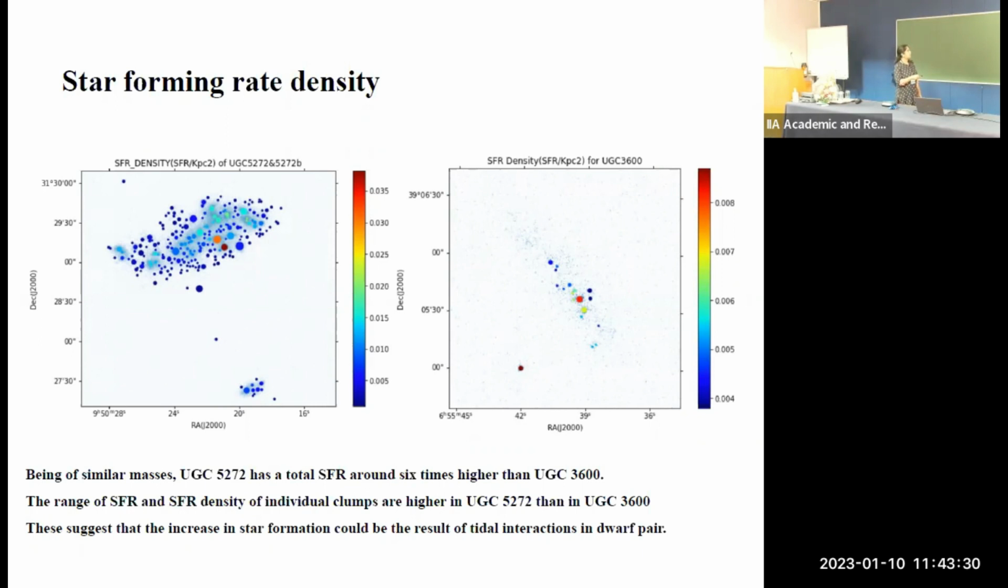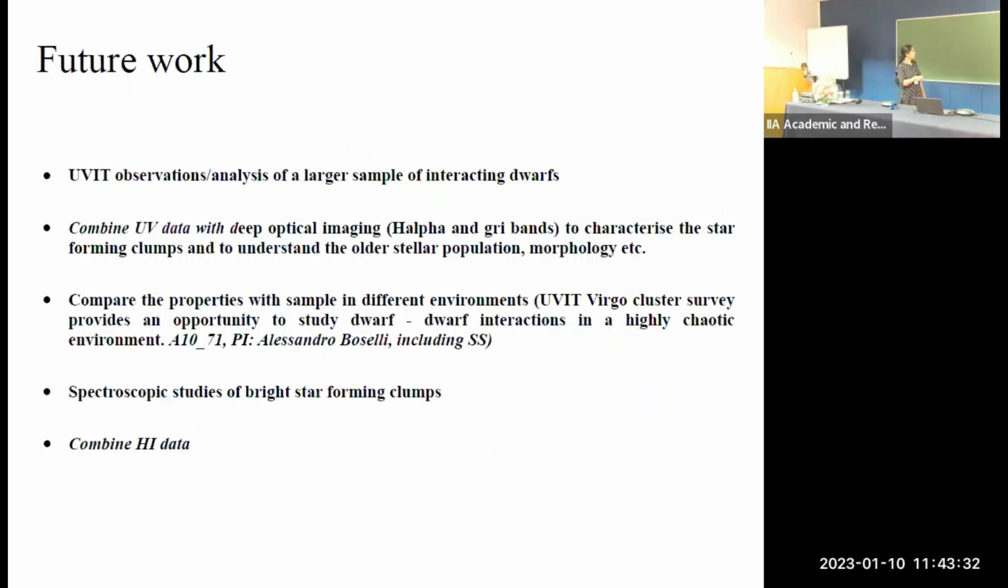Okay, so the future will be to do it for a larger sample and combine it with deep optical imaging so that you can characterize the star forming clumps, and also the optical images can be used to understand the older population morphology of the system. And then compare also, this is for the voids, so you compare it with larger different environments. And spectroscopic studies of bright star forming clumps and combining with H1 and looking at the morphology will be interesting.